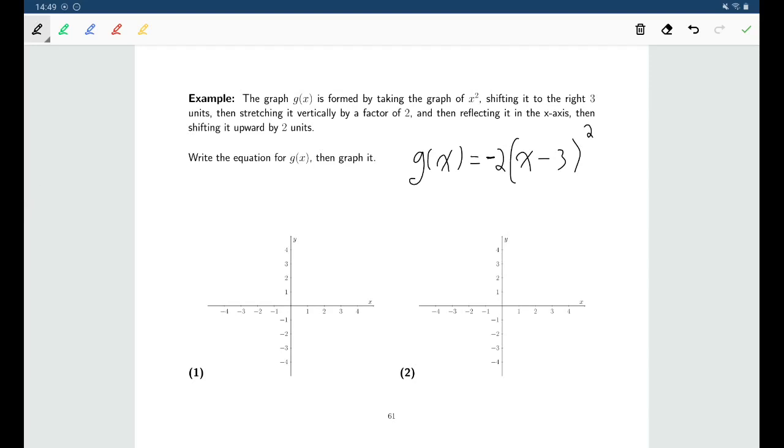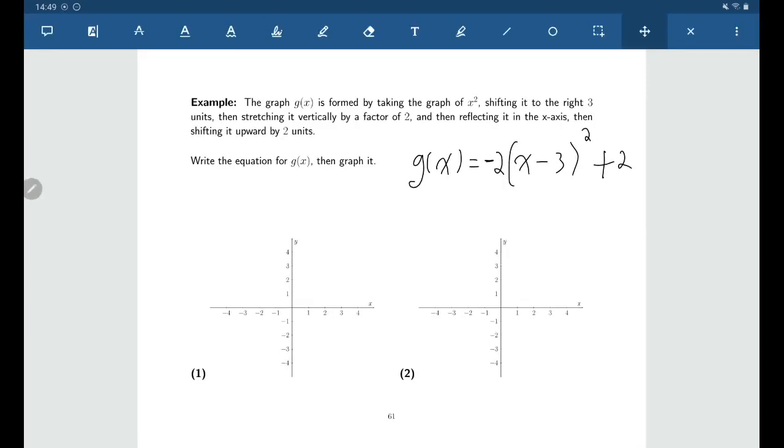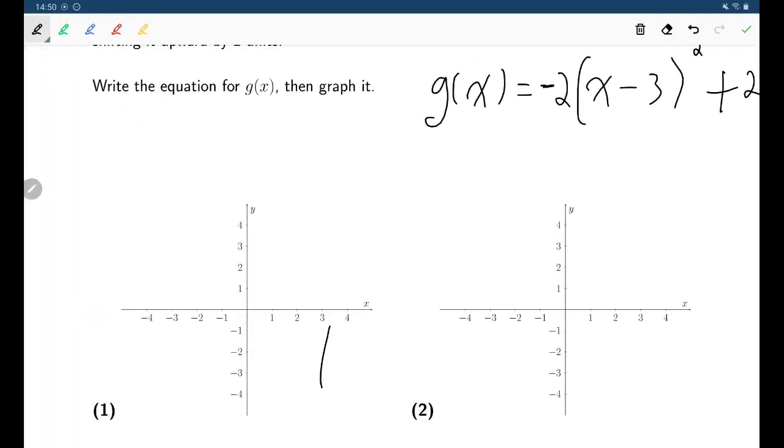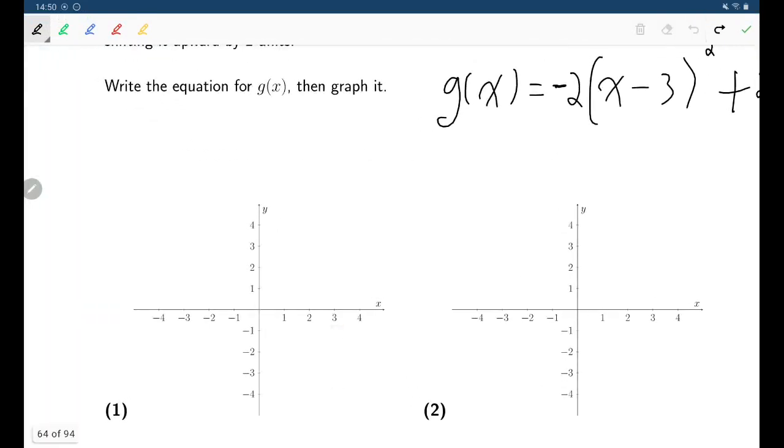And then finally, we have a shifting upward by 2 units. That would be plus 2. So this function that I've created, g of x, that is the squaring function. It does have a shift of 3 to the right. It has been stretched vertically by a factor of 2, and it has been reflected in the x-axis and also shifted upwards by 2 units. So that's the equation that we'll want to be graphing here. I'll start, of course, with my basic shape, my parabola, y equals x squared.